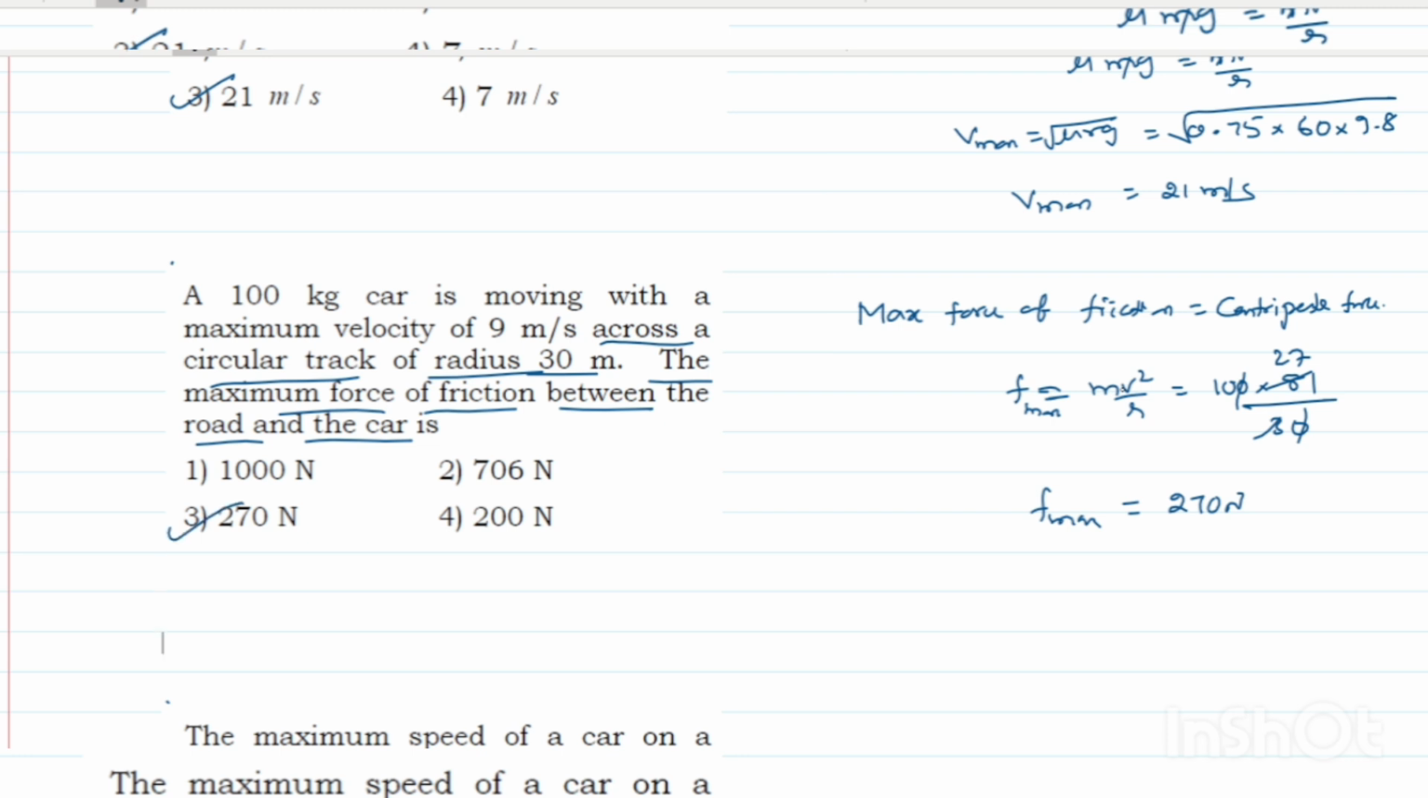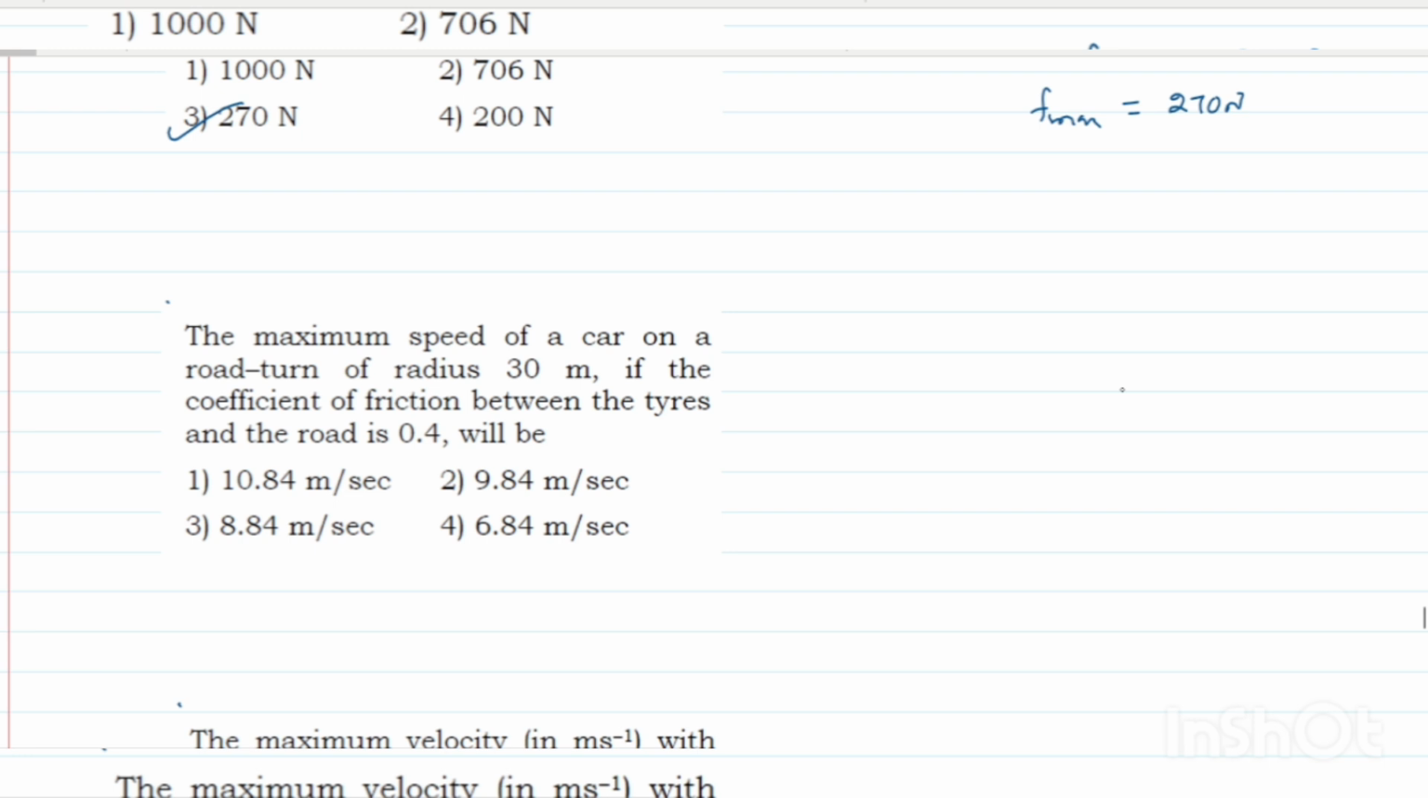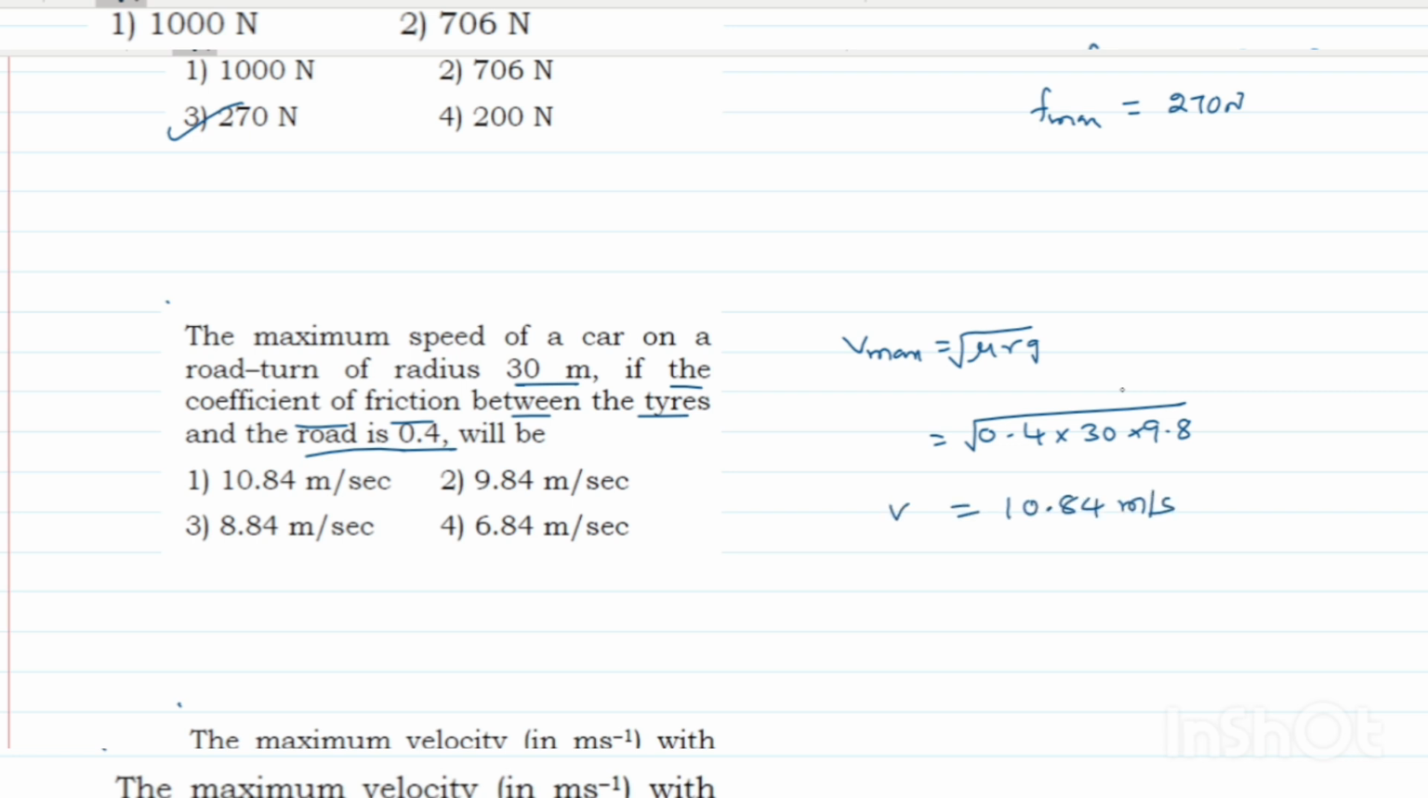Let us see the next question. The maximum speed of a car on a road turn of radius 30 meter is asked. The coefficient of friction between the tires and the road is given as 0.4. The same scenario here: the maximum speed due to the static frictional force will be the square root of mu r g. Here mu is 0.4, times 30, times 9.8, under root, which is equivalent to about 10.84 meter per second. This is the maximum speed value.